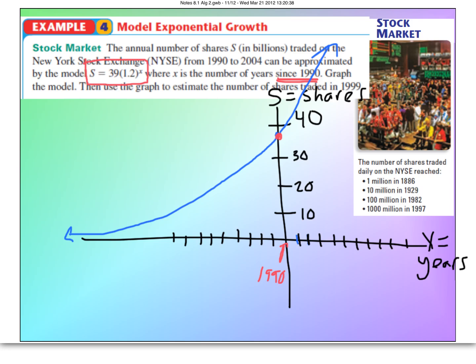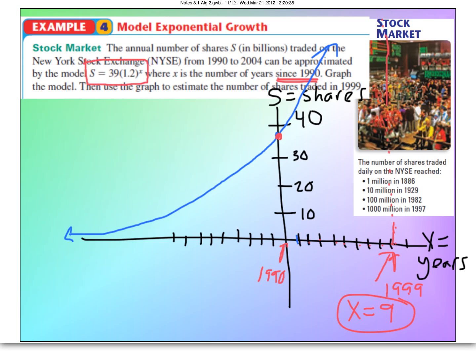Again, their question is to use the graph to estimate the number of shares traded in 1999. What you would do is just count those years over. Since 1990, we're going to have 1, 2, 3, 4, 5, 6, 7, 8, 9. So this right here represents 1999. Then you would read the graph, go all the way up until you hit it. We can't see it on here, but we can have the math get it for us. Here's what you would do. Just look at this value. We want it when x is 9 years after 1990.